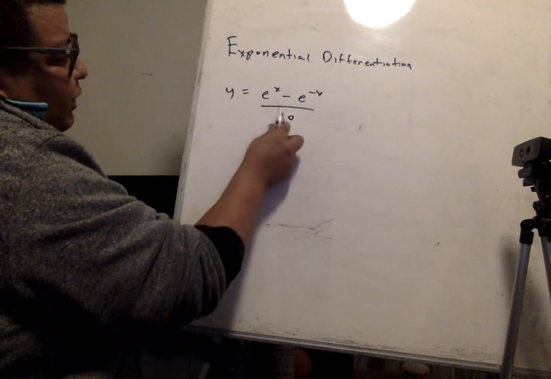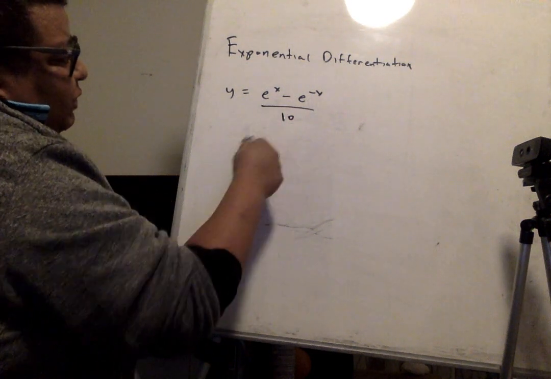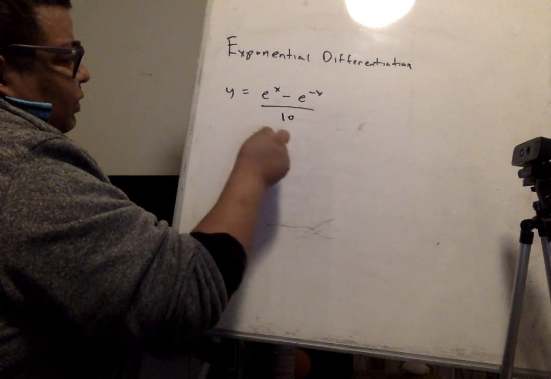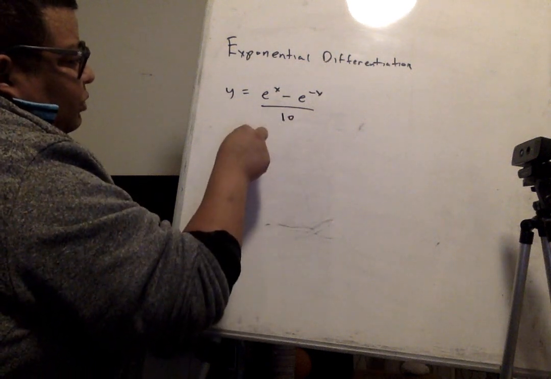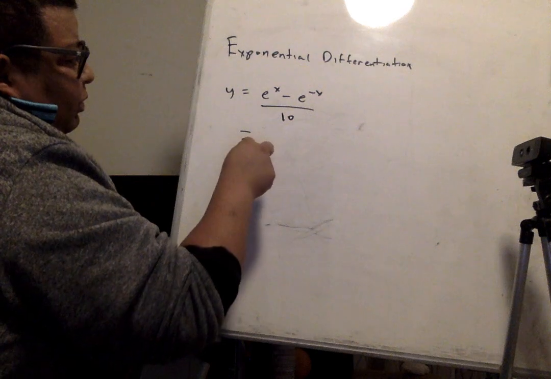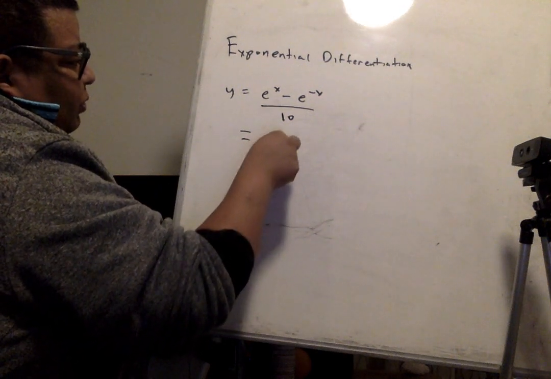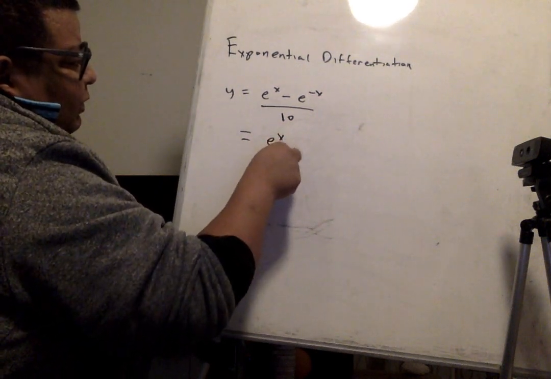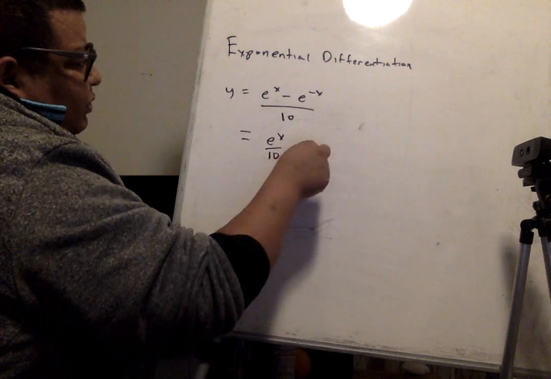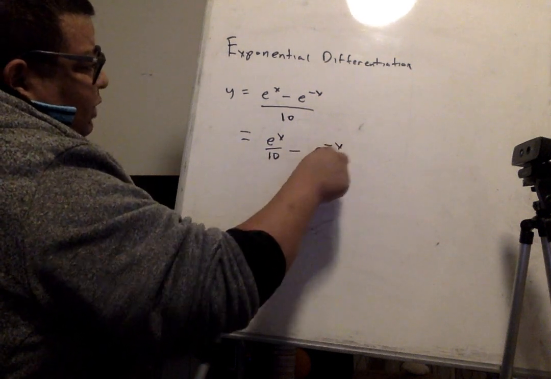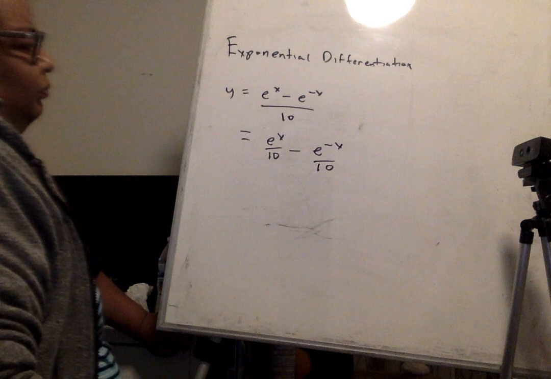In this video we're going to look at exponential differentiation with the following function. y equals (e^x − e^(−x))/10. The first step, we're going to change the form the way that it looks. We're going to separate the numerator: e^x/10 − e^(−x)/10.